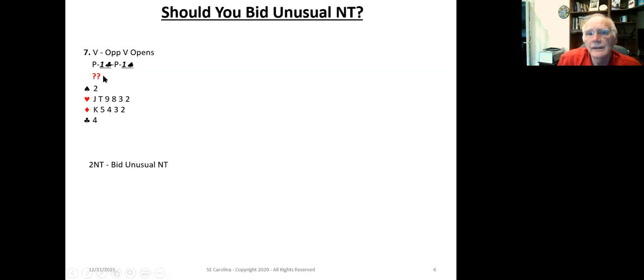So let's take a look at this. We've got 6 hearts and 5 diamonds. Remember, we can use this to show 2 suited hands with 5 plus cards in 2 suits. So 6-5 qualifies. We've got 4 plus 3 is equal to 7 length points. Our 2, 3, 4 value comes out to be equal to 3. So yes, we can go ahead and bid an unusual no trump with this hand.